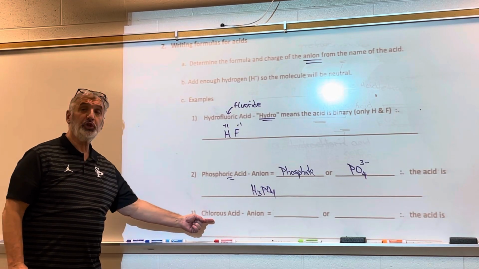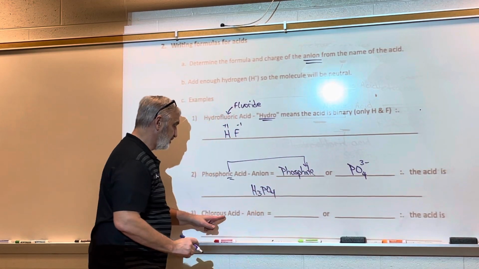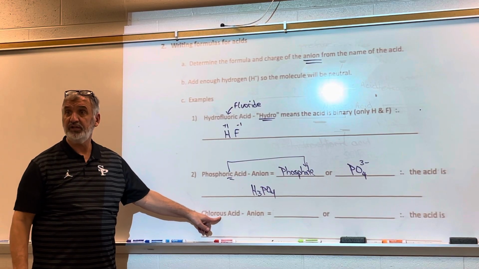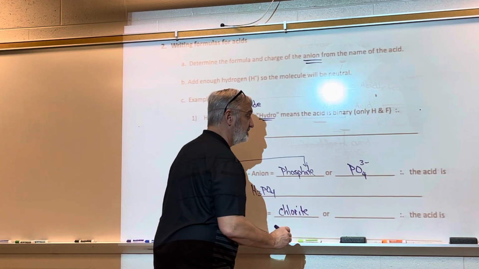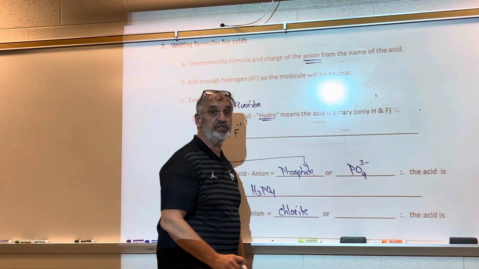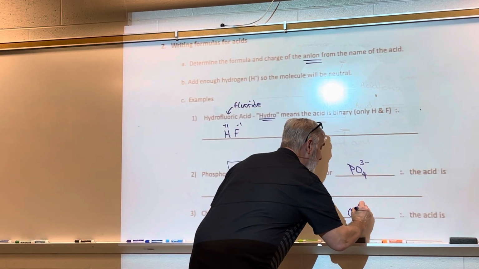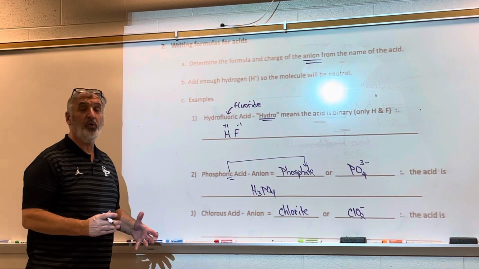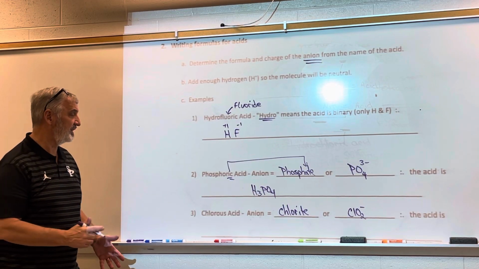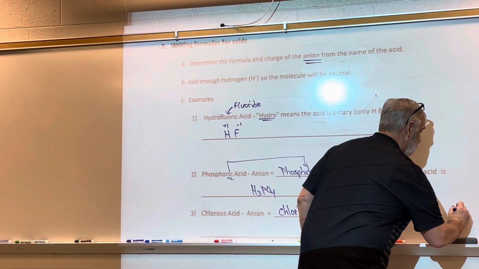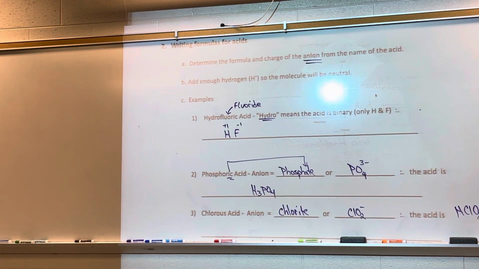And the chlorous, okay, so "ick" came from "ate" again. So chlorous came from which anion? Chlorite. And you go and you look on your sheet and you find that chlorite is what formula? ClO2. ClO2 with what charge? -1. -1, so how many hydrogens do I put on it to make it neutral? 1, and it always goes to the front, so then the formula of the acid is going to be HClO2. That's all there is to it.